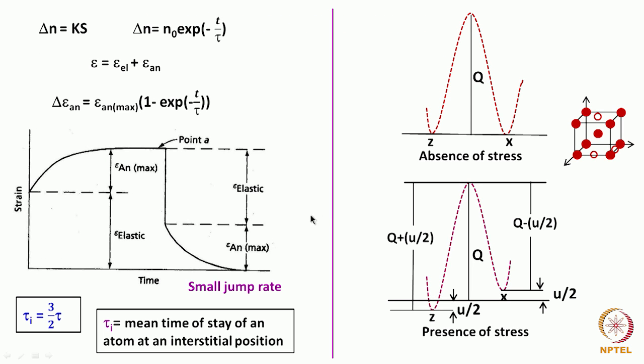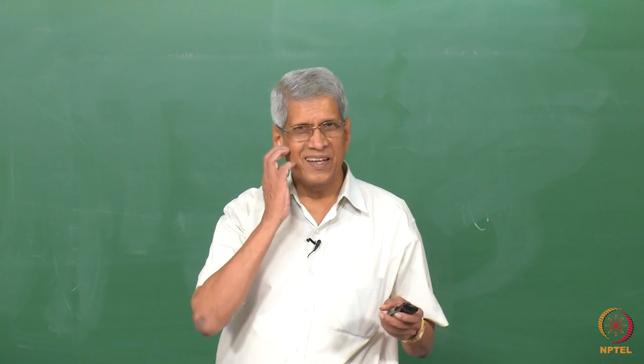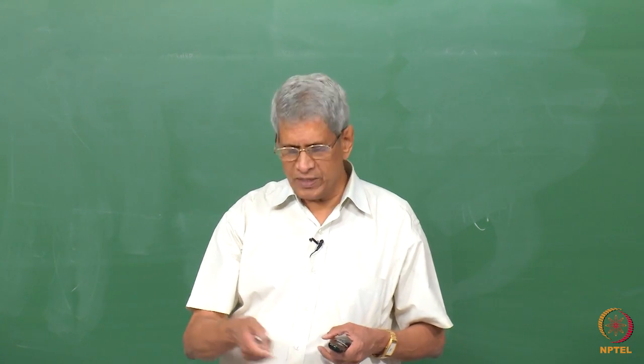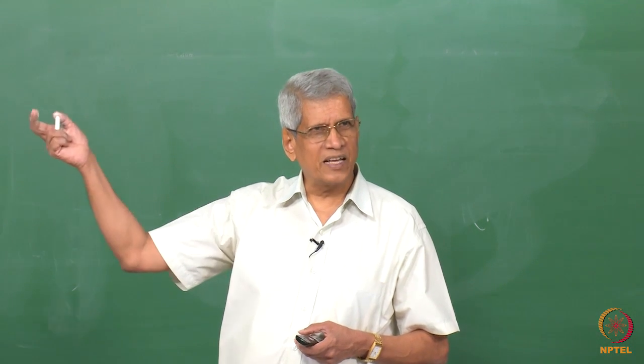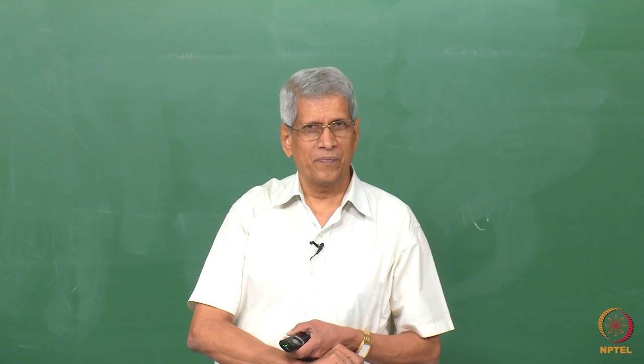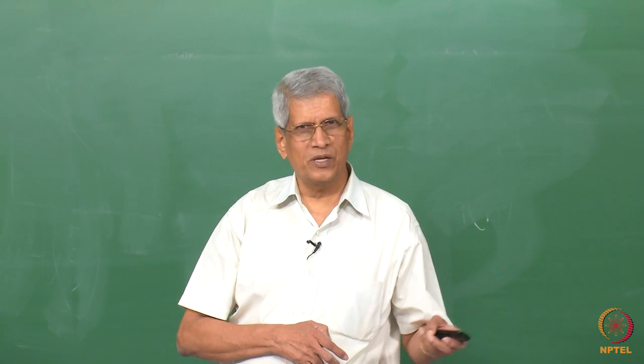In this experiment, if you have to measure this anelastic deformation, suppose the jumping of the atom from A site and B site to a C site is occurring very fast, from this site to this site takes a fraction of a millisecond. By the time we have applied the load, you find that that has also occurred. So the total strain as a function of time, we are not able to see it. If the jump rate is rather slow, takes minutes or hours, then we can see that gradually this sort of a change could be measured.